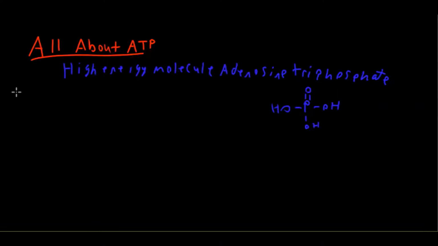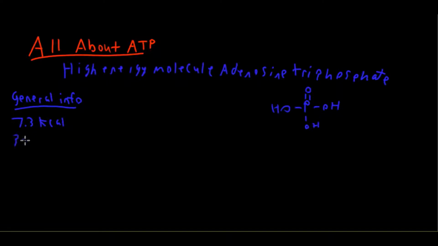So we want to go over some basic general information that's good to know regarding ATP. So starting off, whenever a molecule of ATP is hydrolyzed, it releases 7.3 kilocalories of energy, and you can convert that to joules if you want.